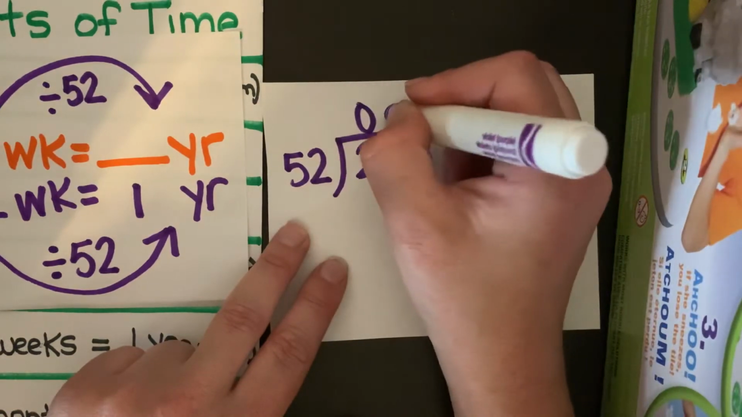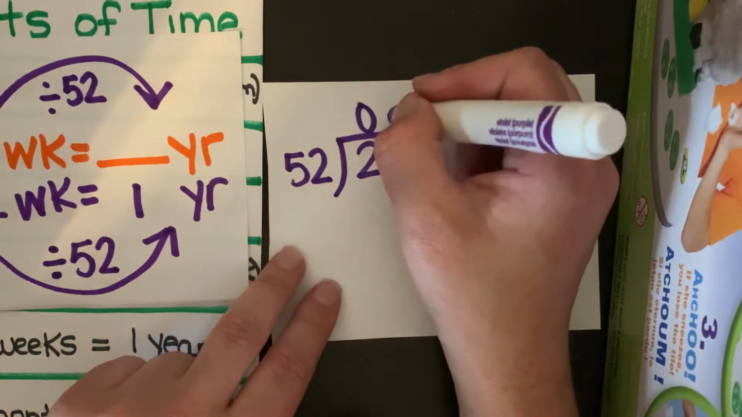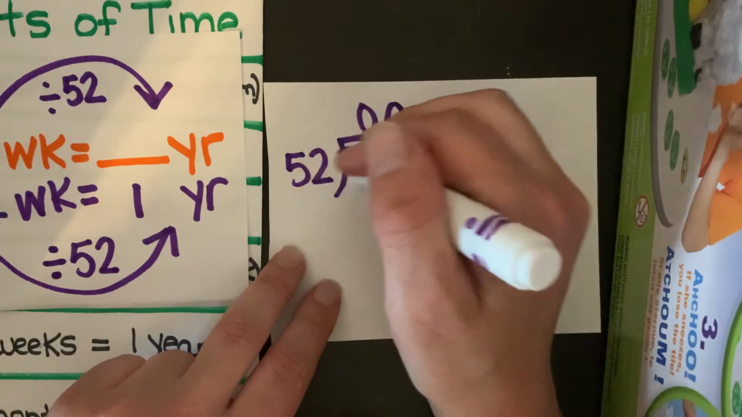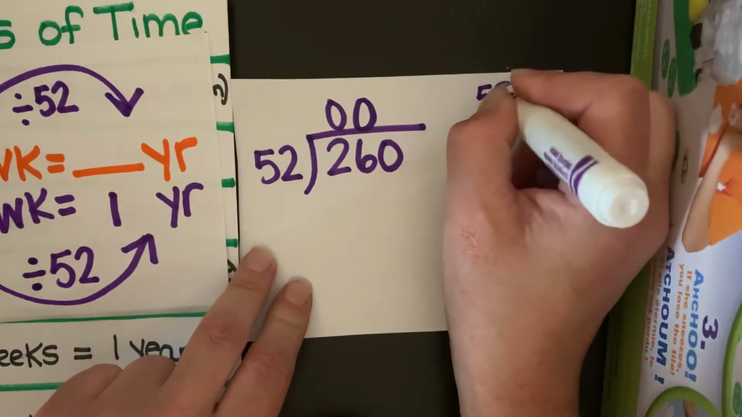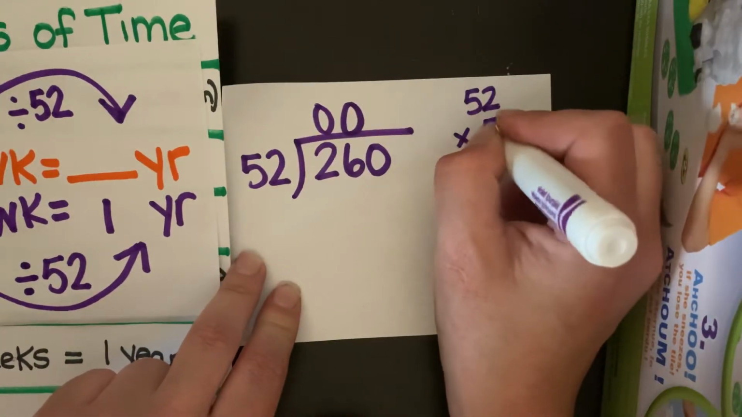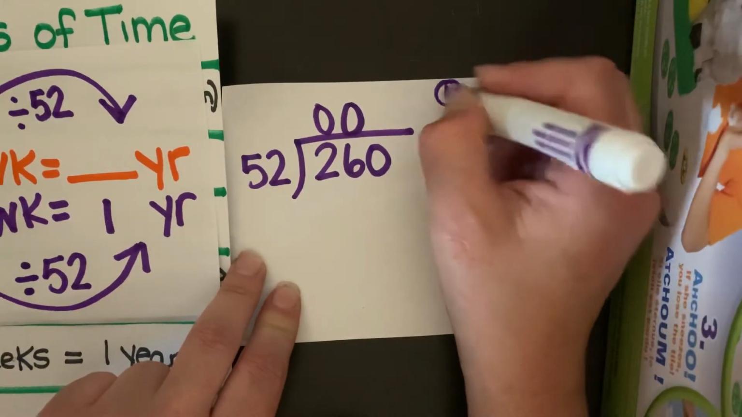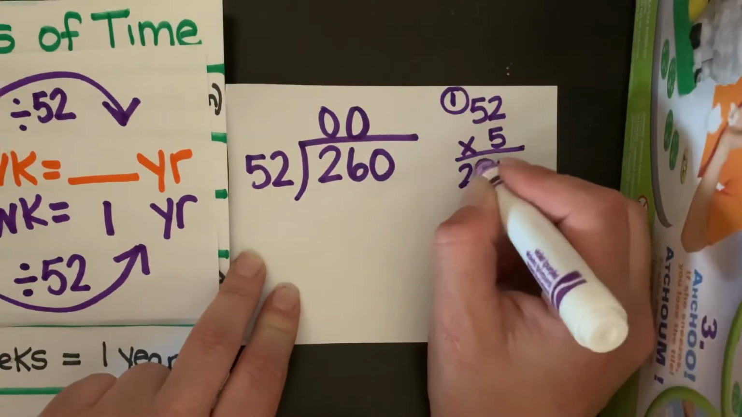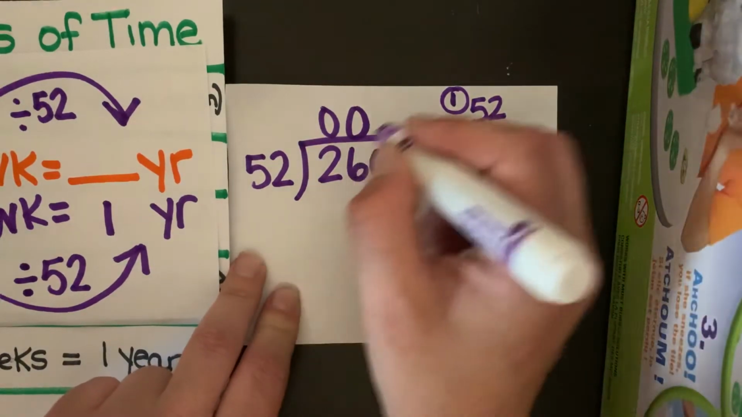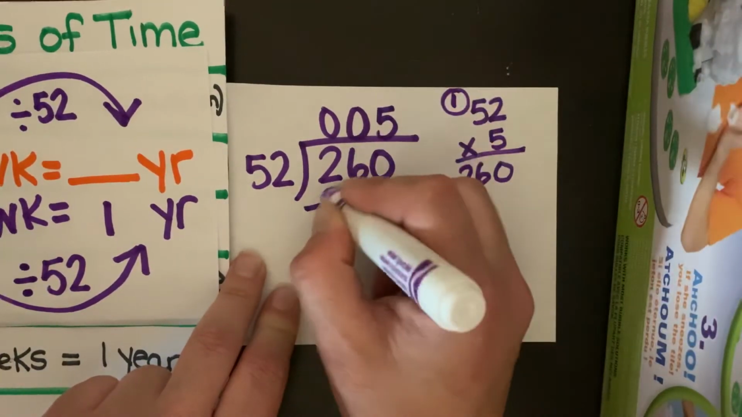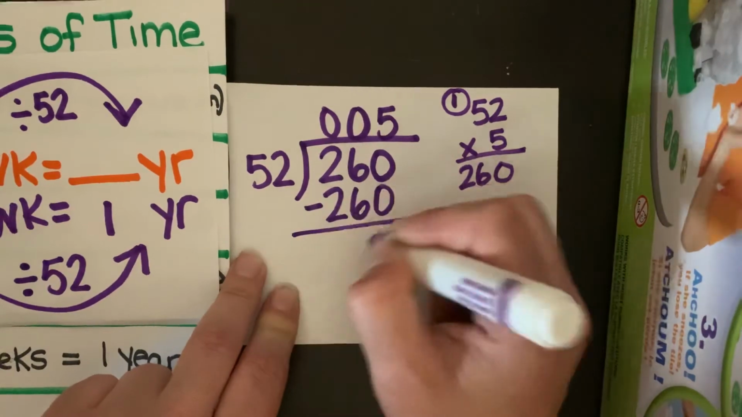So 52, do it over here. Let's see what 52 times 5 is. 5 times 2 is 10. 5 times 5 is 25, plus 1 more is 26. So I was right using my estimating strategy.